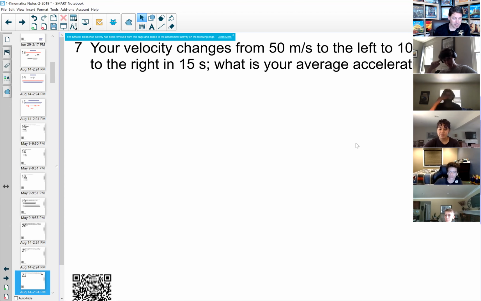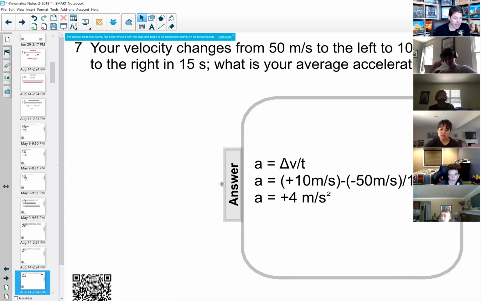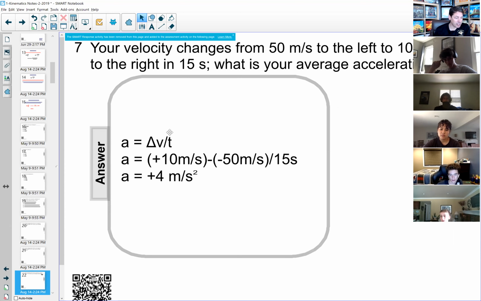All right, good. Seeing correct answers flowing through the chat. Our acceleration is change of velocity over change in time. Our initial is positive 10. We'll always assume that right is positive unless it's specifically stated otherwise. So the final velocity is positive 10. The initial is negative 50, but we're subtracting, so minus a negative means we add. So our delta V is 60 meters per second, and that happens in a 15-second time span. So it's a positive 4 meters per second squared acceleration.